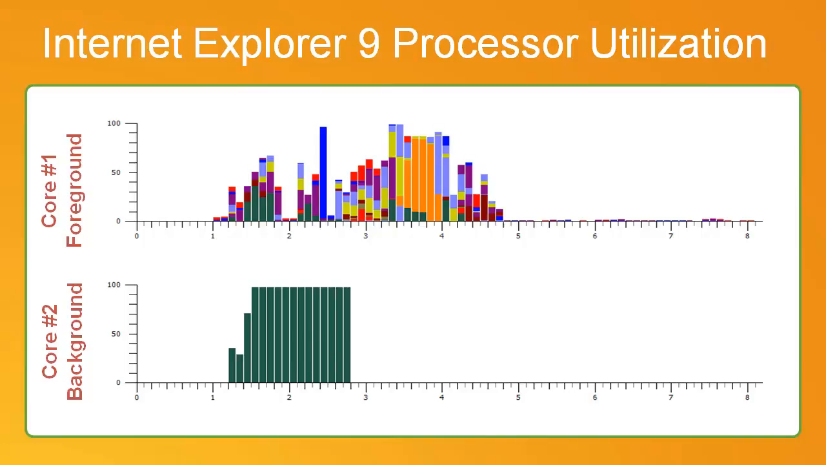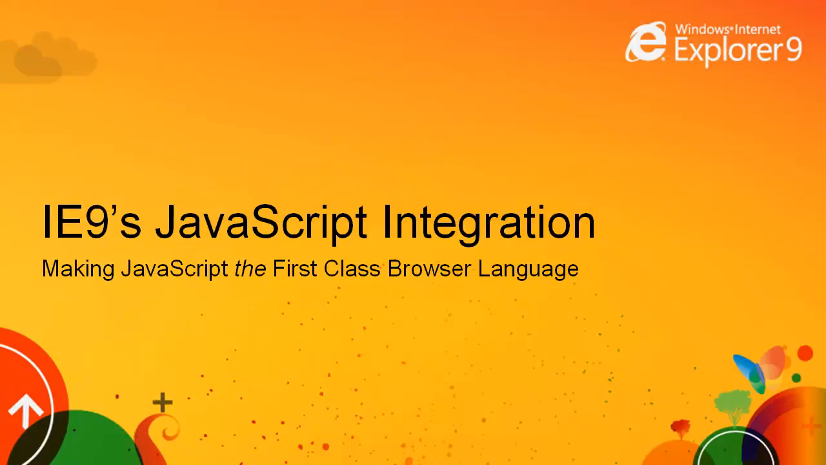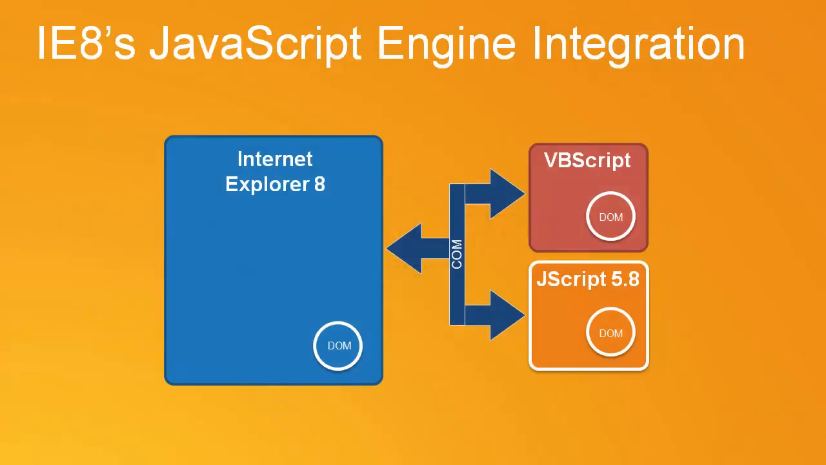So we see that this is a big improvement in terms of execution, in terms of performance, that all of the applications that you write and have already written are going to take advantage of for free. So let's take a look at the Internet Explorer 9 JavaScript integration. For the first time, JavaScript is a first-class browser language, and we're going to see why.